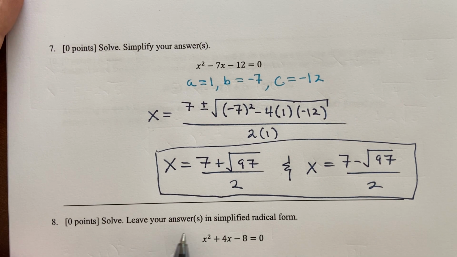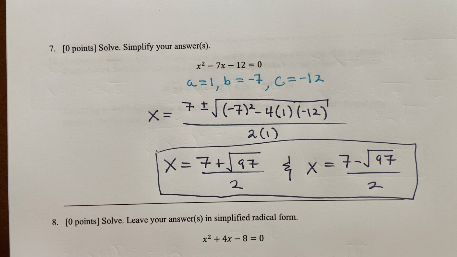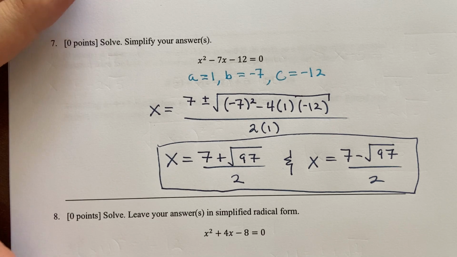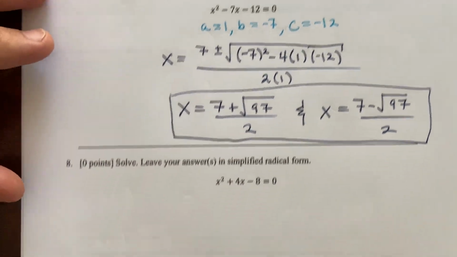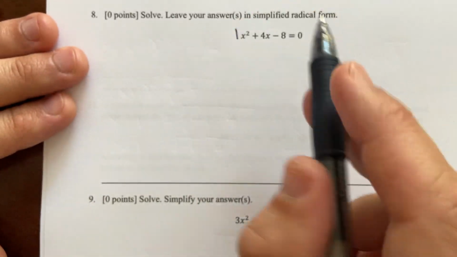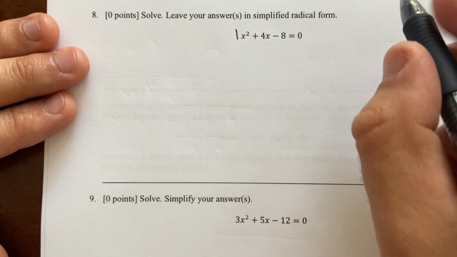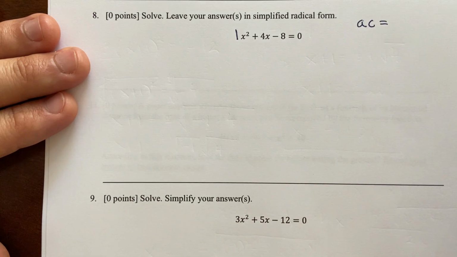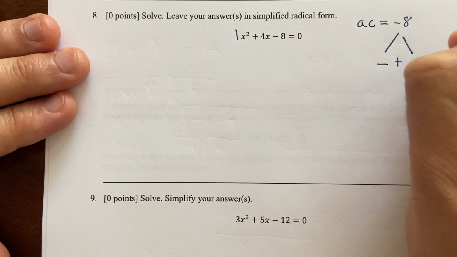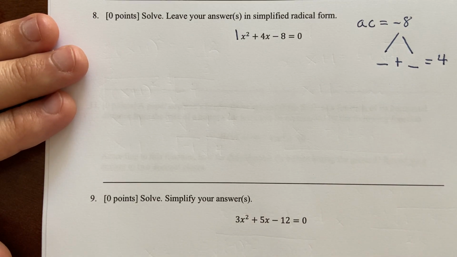All right, solve, leave your answer or answers in simplified radical form again. Let's see if this one factors. I haven't done factoring yet. I don't know if it factors, but let's see. I have an a of 1, a c of -8, so a times c would be -8. Factor -8, trying to add up to a 4.